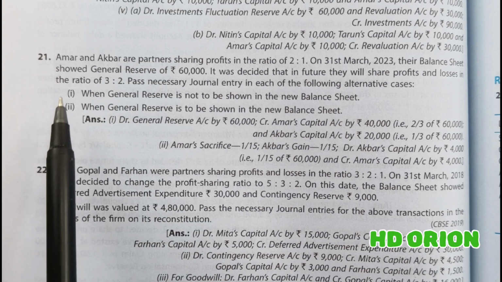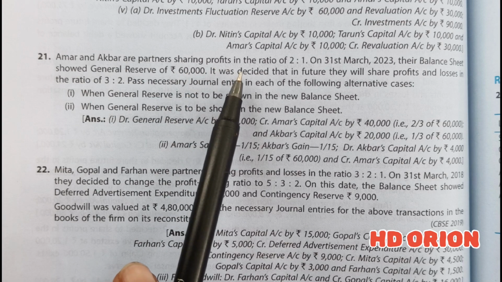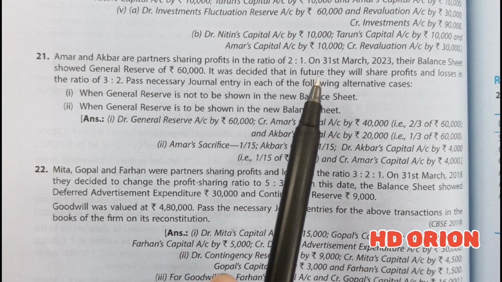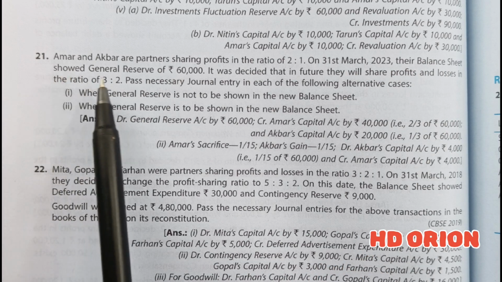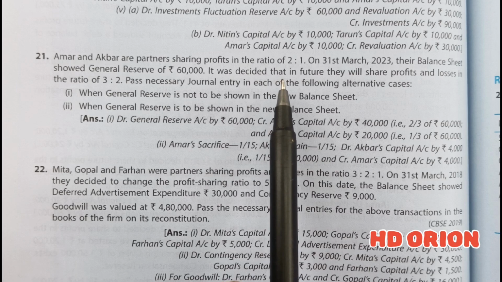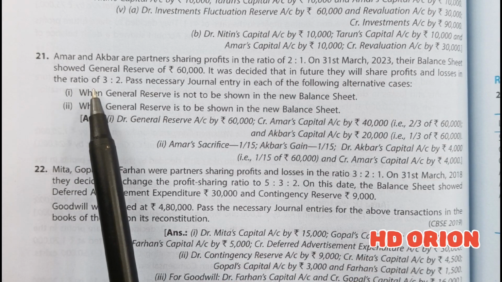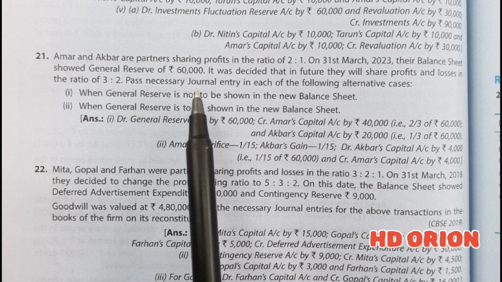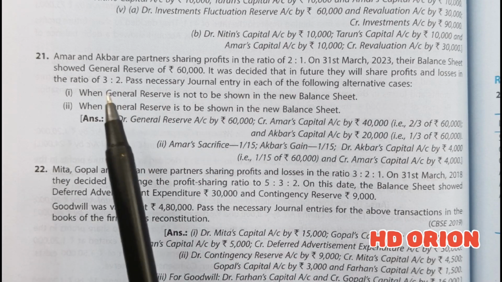So let us see question number 21. Amar and Akbar are partners sharing profits in the ratio of 2:1. On 31st March 2023, their balance sheet showed general reserve of rupees 60,000. It was decided that in future they will share profits and losses in the ratio of 3:2. Pass necessary journal entries in each of the following alternative cases.